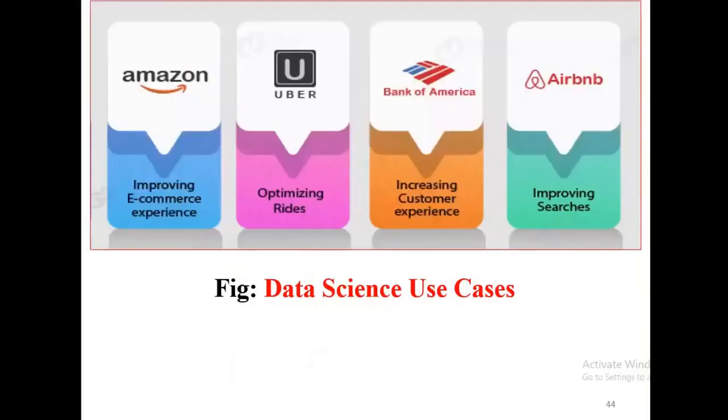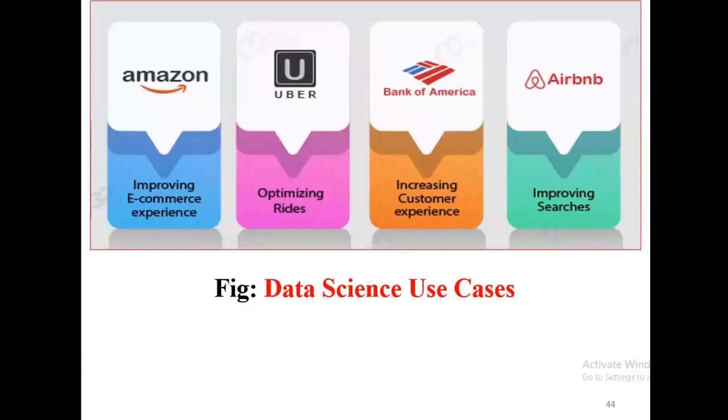So, data science use cases. Amazon is the big giant in the market, improving the e-commerce experience. They are using machine learning and deep learning application algorithms. Uber is optimizing rides, Bank of America is increasing customer experience, and Airbnb is improving searches. They are using machine learning and deep learning techniques.